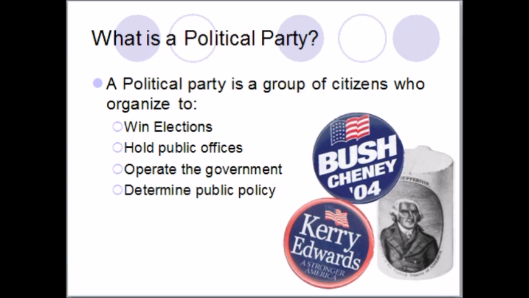A political party is a group of citizens who organize to win elections, hold public offices, operate the government, and determine public policy. Another definition that is similar but slightly different is a political party is a group of political activists who organize to win elections, to operate the government, and determine public policy.